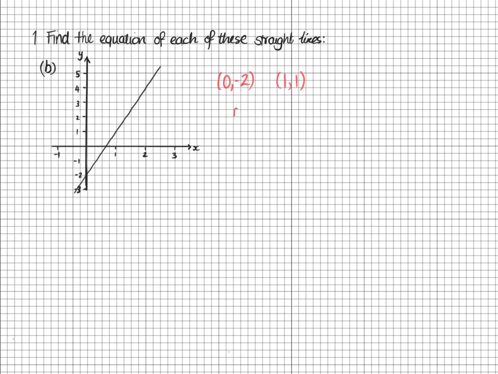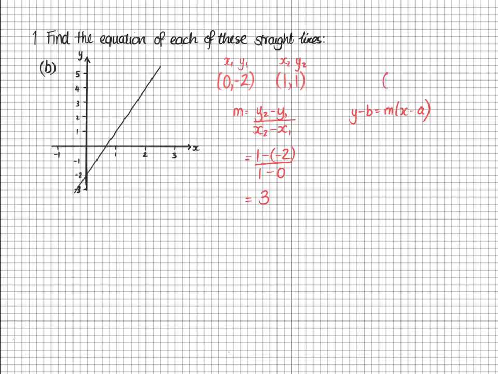Right, so the gradient m equals y2 minus y1 over x2 minus x1. Again, x2, y2, x1, y1. So we're going to get 1 take away minus 2, and then on the bottom we've got 1 take away 0. So 1 take away minus 2 is 1 add 2, so that's 3. And on the bottom we've got 1 take away 0, so that's just 1, so it's 3 over 1. We can just leave it as 3 like that. So now y minus b equals m(x minus a).